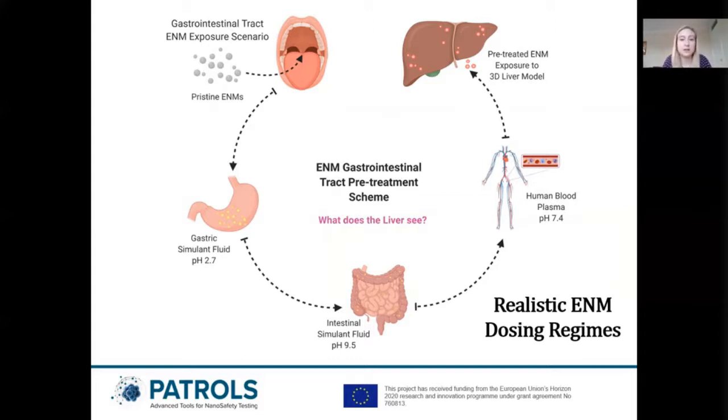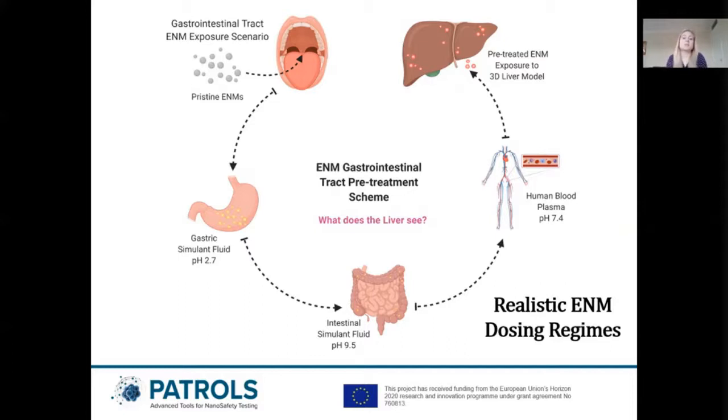So with the liver being a secondary site of exposure for engineered nanomaterials, following systemic translocation from the primary exposure routes mentioned earlier, it is highly unlikely that the liver will be exposed to pristine nanomaterials, as interaction with a variety of molecules in these different cellular compartments can transform the physicochemical properties, so surface chemistry, protein corona, morphology, dissolution of these materials, which can then affect their biological interaction and the toxicological output.